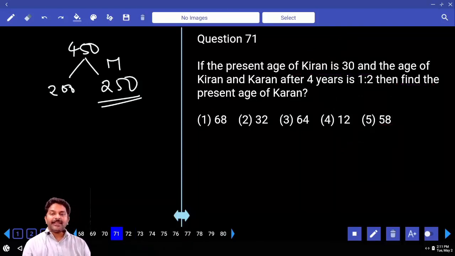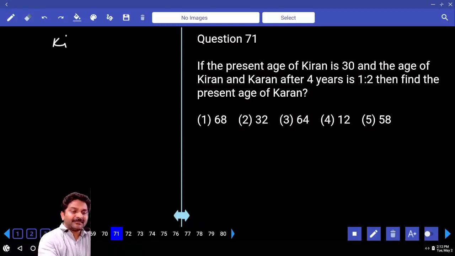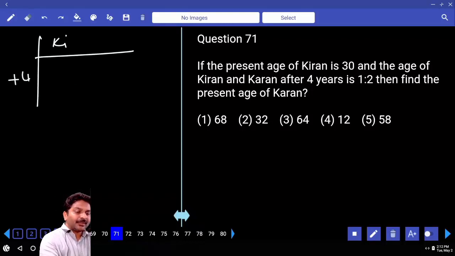Over. If the present age of Kiran is 30 and the ages of Kiran and Karan after 4 years are in the ratio 1:2. If the present age of Kiran is 30 years, after 4 years, 30.